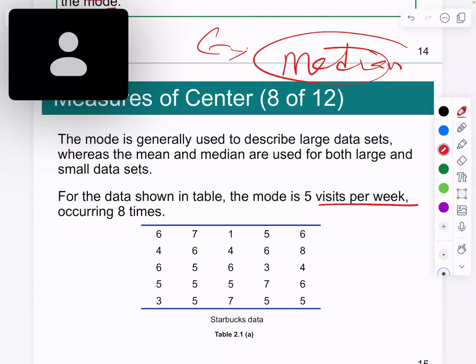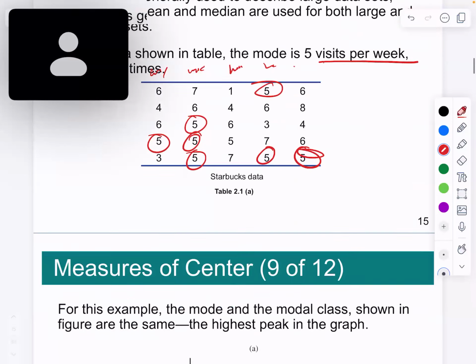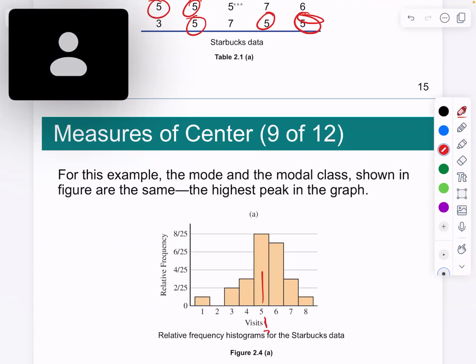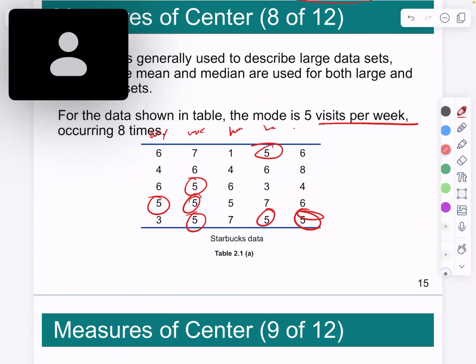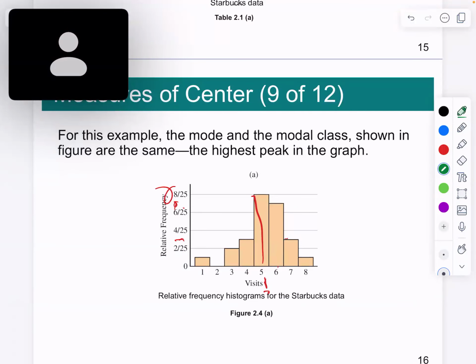Now you have data given here as hospital visits per week, maybe week 1, week 2, week 3, week 4, week 5. Now, 5 occurs the most. So this person visits the hospital 5 times, and the frequency for 5 is 8 times. 4 occurs 3 times, 7 occurs 3 times, and so on. 6 occurs 7 times. Let's count: 1, 2, 3, 4, 5, 6, 7. So this is the histogram to represent it.